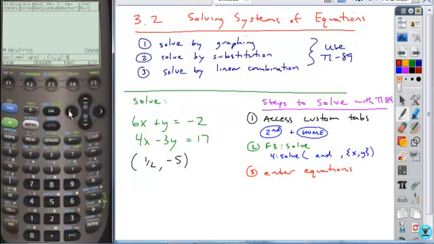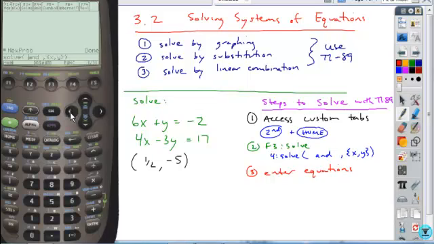As we go into this template, right after the parentheses, we'll enter our first equation, so 6x plus y equals -2. Right before the comma, we'll enter our second equation, so 4x minus 3y equals 17. Once we're done with that, we can hit enter and we confirm our answer. x is 1/2, y is -5.